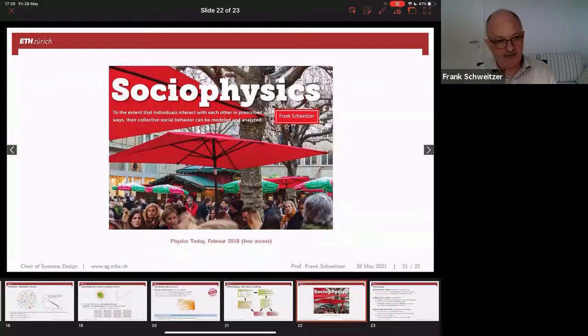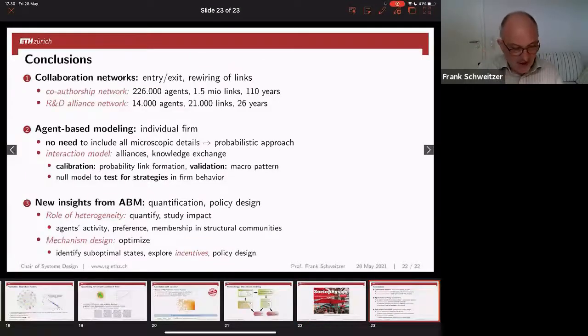As I mentioned in the beginning, we also use the same methodology to address questions in social systems. I wrote this feature article here about sociophysics to tell you about the possibilities that can be achieved in modeling social systems with agent-based models. And one of our running examples, as I also mentioned, is the collaboration of scientists, where we apply this. So let me conclude.